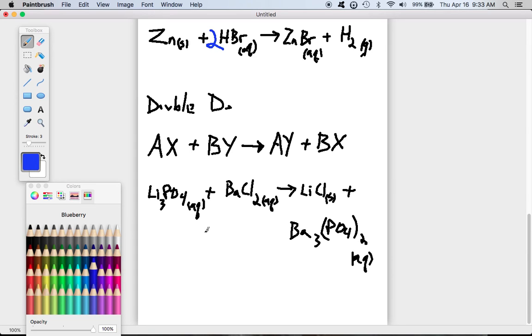And if I do the math, well, we got 3 lithiums there. I got 1 lithium there. I'll put a big 3 there. And I got 1 phosphate here, PO4, but I've got 2 over there. What? I'll put a 2 here. Kind of screwed that up. I guess I'm going to have to put a 6 here.